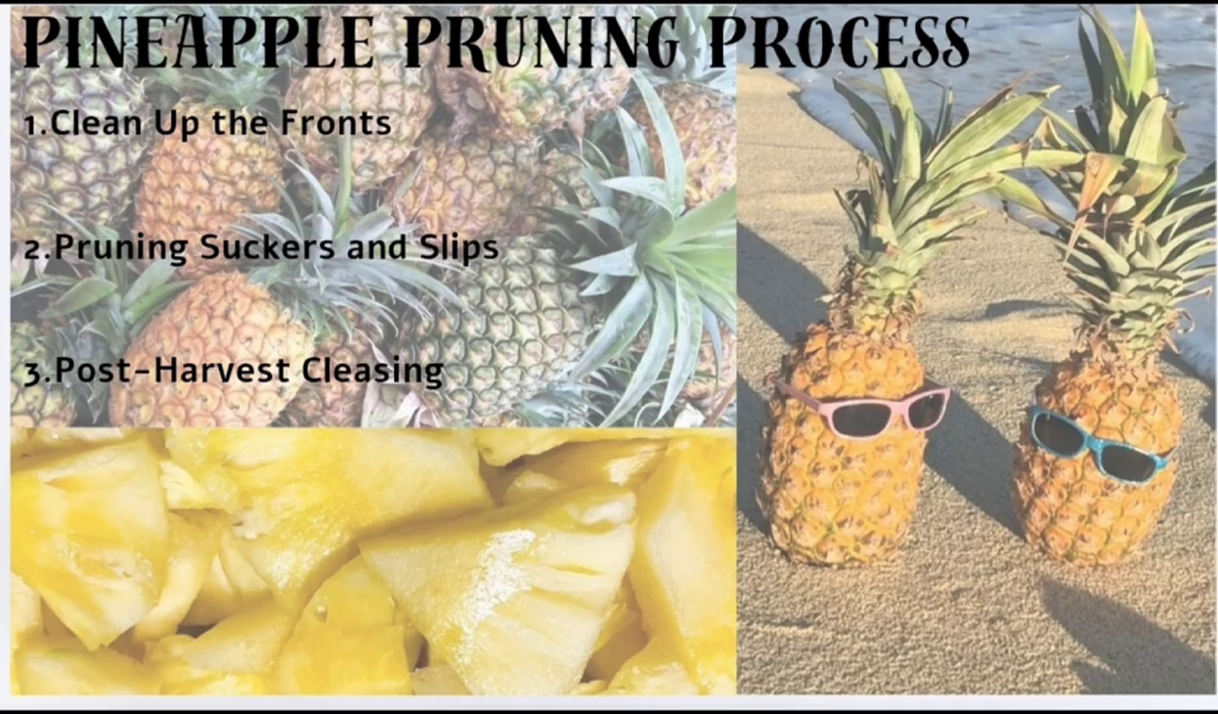Second, the pineapple plant produces side shoots called suckers, which grow from the main stem, and slips, which grow on the stem right below the fruit. If left alone, these will compete with the main fruit for nutrients. Using a sharp machete or garden knife, carefully remove excess slips and suckers, leaving only one or two strong suckers per mother plant to ensure maximum fruit quality.